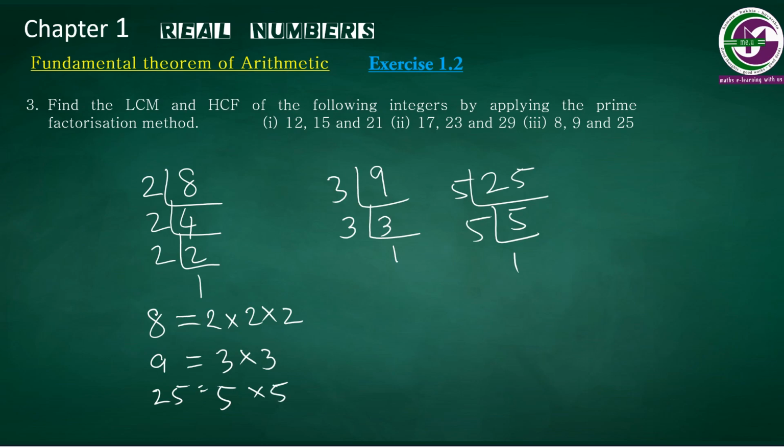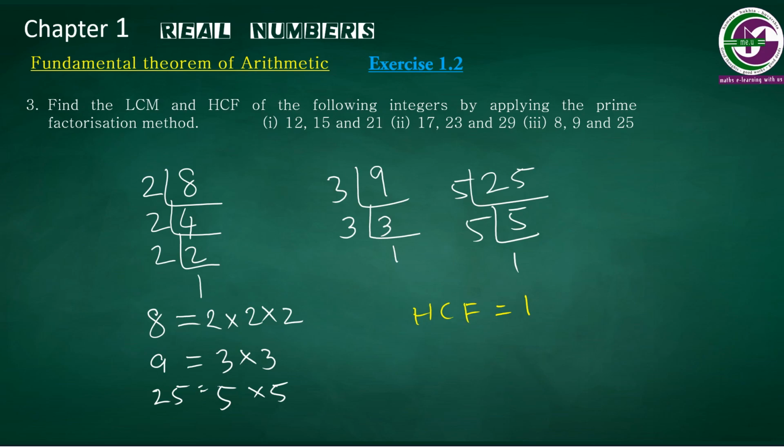Now you can see here to find HCF, we need to find the common factors. There is no common factor, so you can see there is 1 everywhere. 1 is a factor of every number. If there are no other prime numbers as common factors, the HCF of these 3 numbers is 1. The HCF is 1.